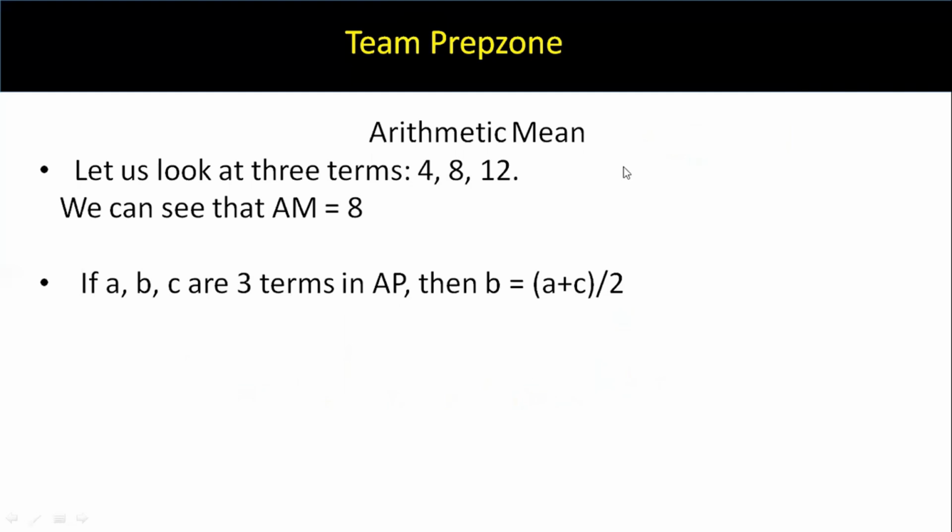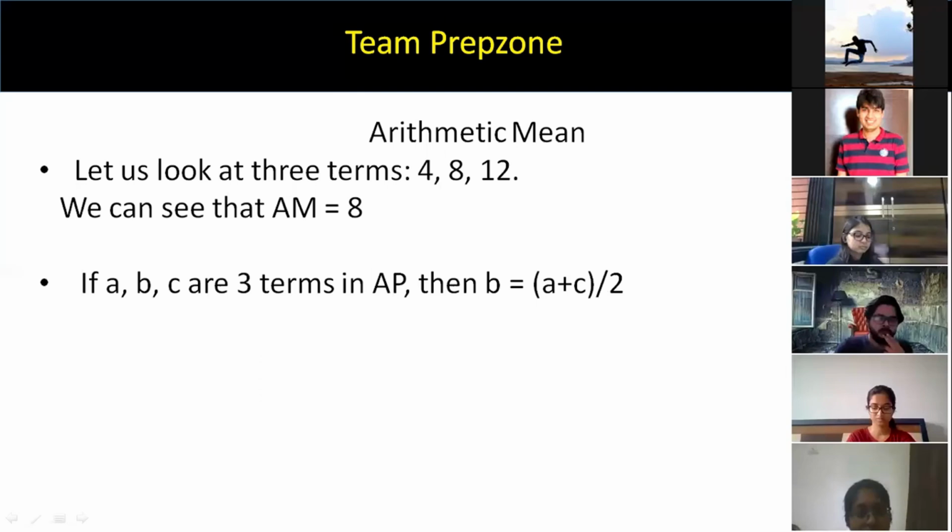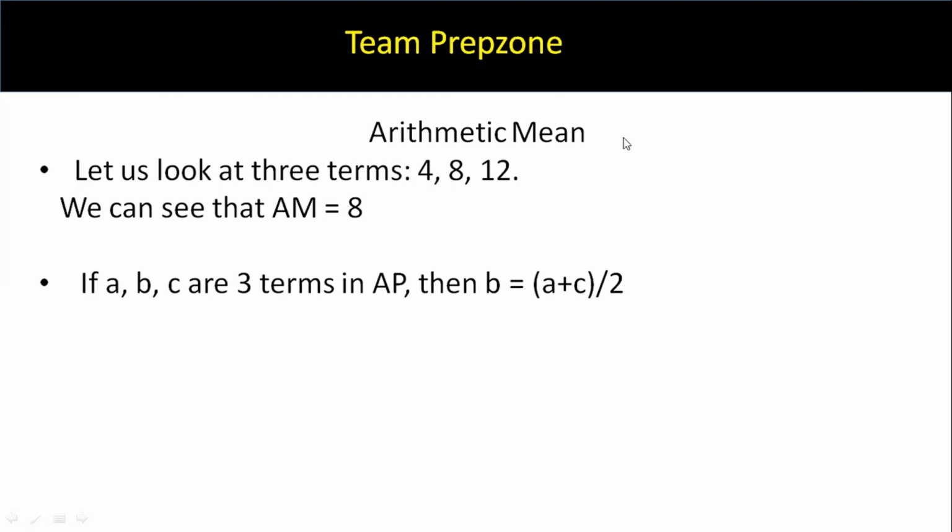So what we have been calling the mean until now, that is your arithmetic mean, right? First term plus last term by 2, or the middle term, anything. That is your arithmetic mean. So if you have three terms in AP, B is your middle term. So B is your arithmetic mean, and arithmetic mean is nothing but first term plus last term by 2, which is A plus C by 2. So that is a property.